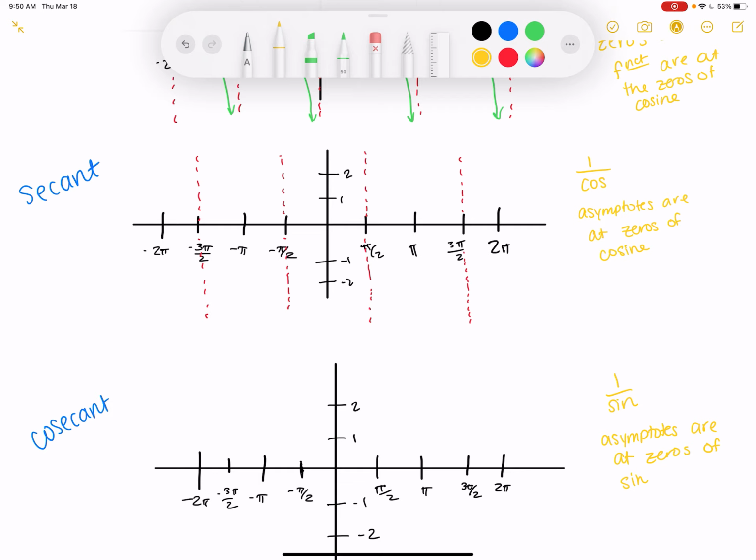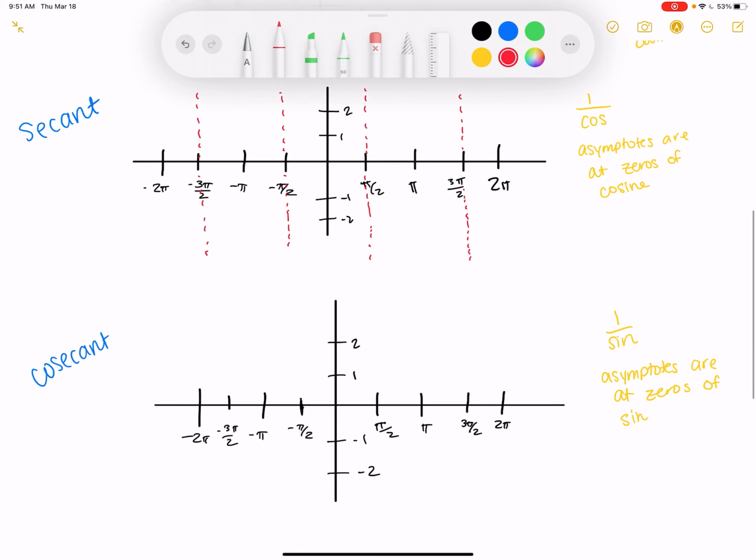I asked a question that was already on the board. I said so the asymptotes for secant would be pi over 2, and we already went over that. Yeah, and then for cosecant, they're going to be at the pies. So these ones again are going to be on the y-axis and then at all the pies.